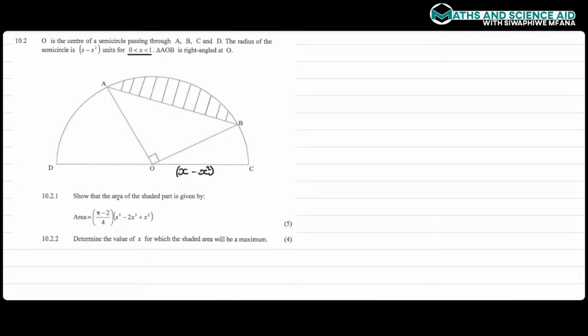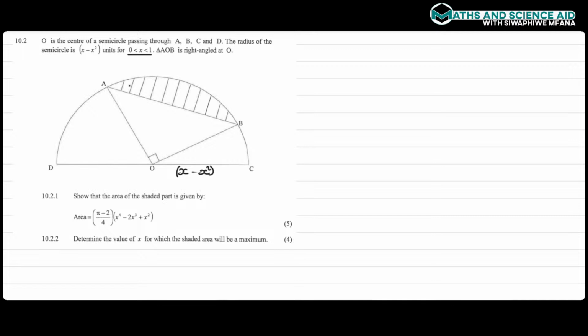Now, 10.2.1 says show that the area of the shaded part is given by this. Hectic, right? But maybe not so much. It's important not to get intimidated with these problems. Let's just think about it carefully. So we want the area of that shaded part.